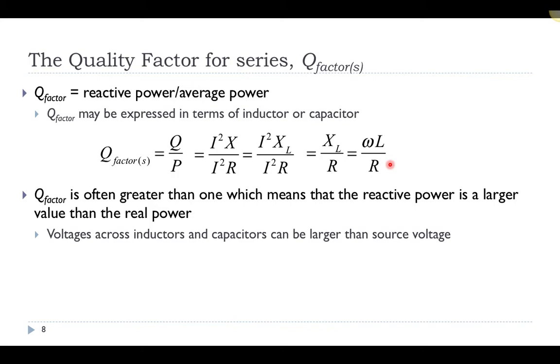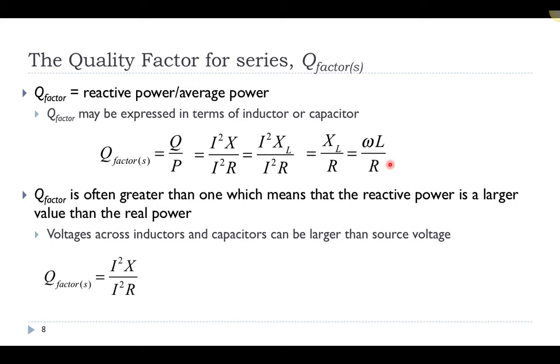The voltage across the inductor and the capacitor can also be larger than the source. So that's another possibility that can occur, is that you have a certain voltage supply and the resistor is getting all of that voltage, but that doesn't mean that current isn't flowing through the inductor and the capacitor. And so the voltage across those reactive components can actually be larger than the source because, again, they're canceling each other out.